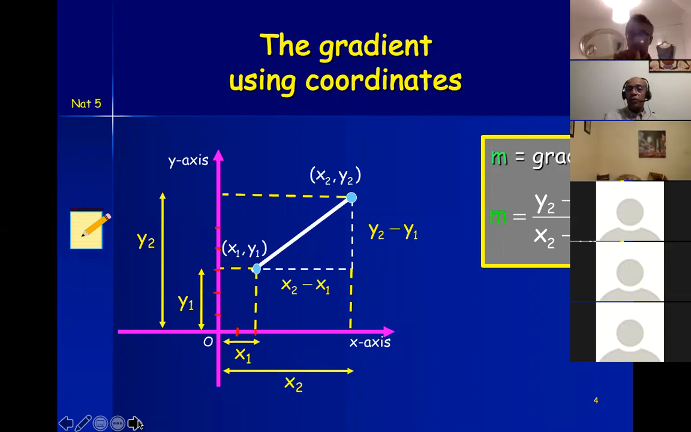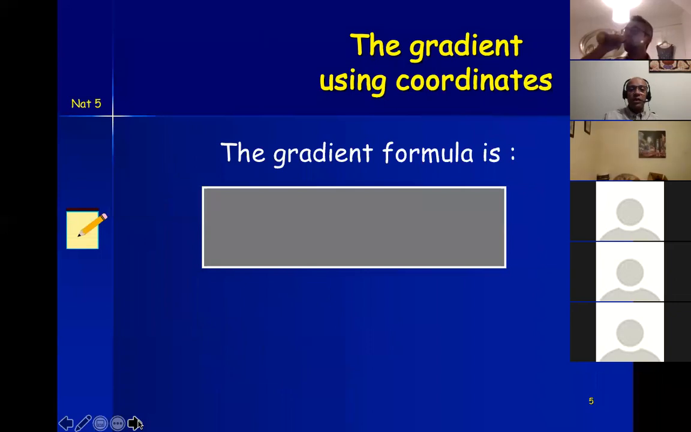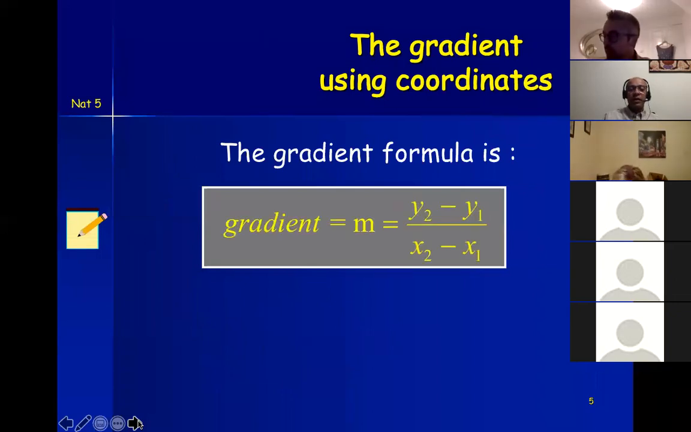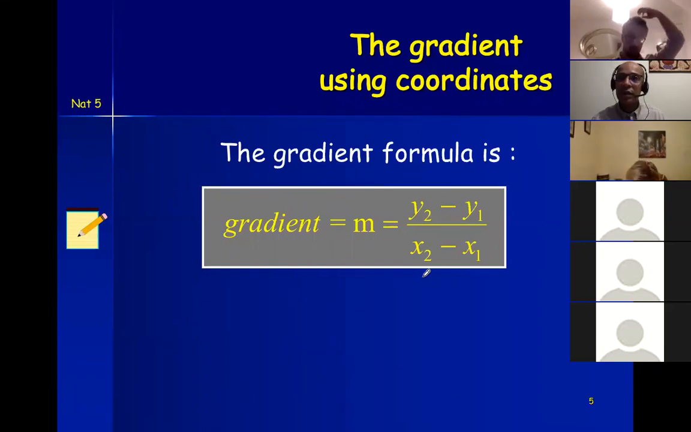So that's the first formula that we will learn today. The gradient formula is m equals y2 minus y1 divided by x2 minus x1. And I've got a wee notepad here to say that it's probably something that you would need to write down because it's an important formula. Whether you remember it by heart because you're going to do it quite a few times, or you can bring it back through vertical divided by horizontal, it's up to you.